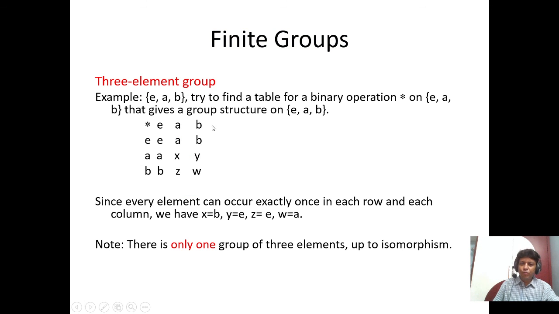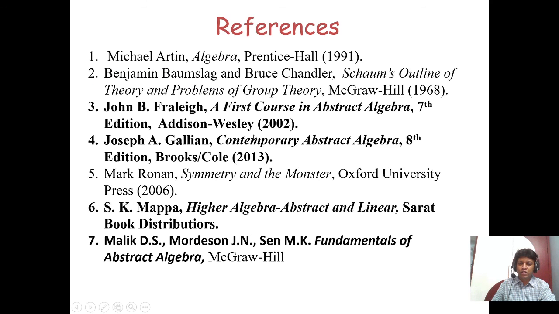Next, we'll say three element group {E, A, B}. So you have X, Y, Z, W, and you can easily prove that X equal to B, Y equal to E, Z equal to E, W equal to A. This is by the property that every element occurs exactly once in each row and each column. So this is also a composition table. From the composition table, you can prove that this is a three element group with respect to composition circle.